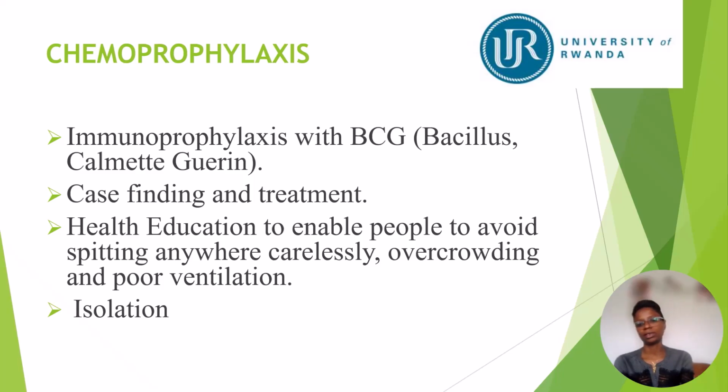Immunoprophylaxis with BCG is also very important in prevention of tuberculosis. Case finding and treatment also. When you find a person who has active TB, it is very important to screen family members to find out if there is any other person who has TB. Then it is also important to treat those people with active tuberculosis, and also we have to educate the population.